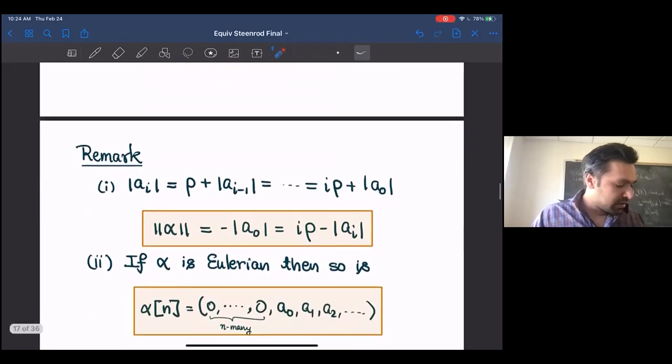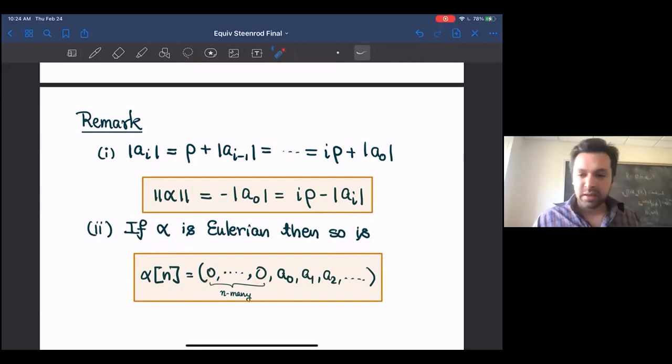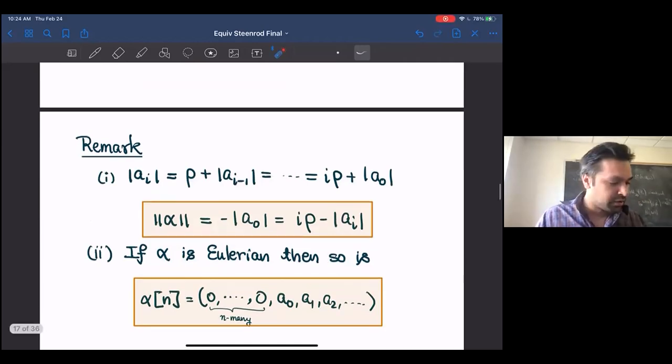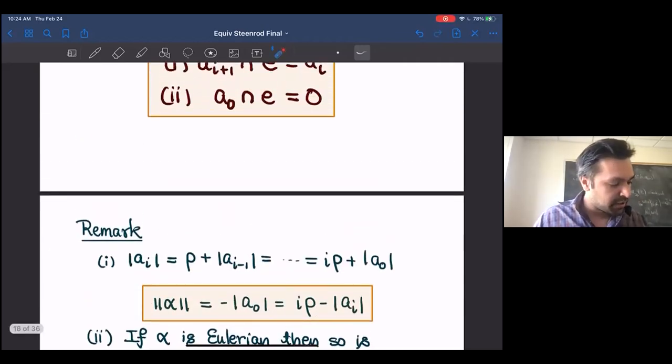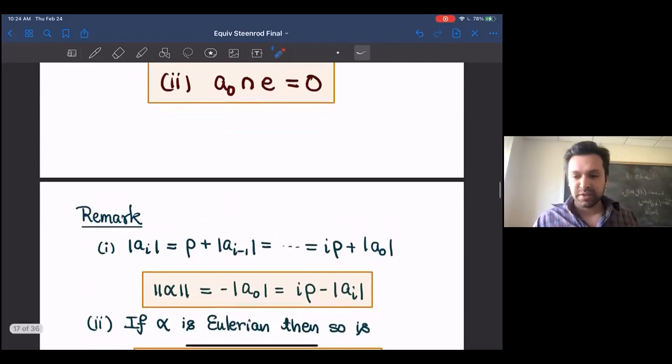I also want to point out that once you get an Eulerian sequence, you can shift it. So you can consider the nth shift where you stick in zeros n many times, and then you also get an Eulerian sequence, because the same relations are going to hold, because zero capped with the Euler class is still going to be zero.